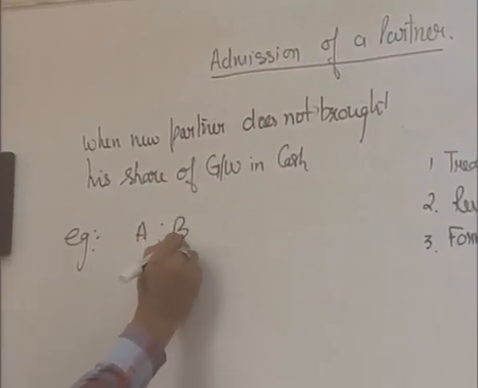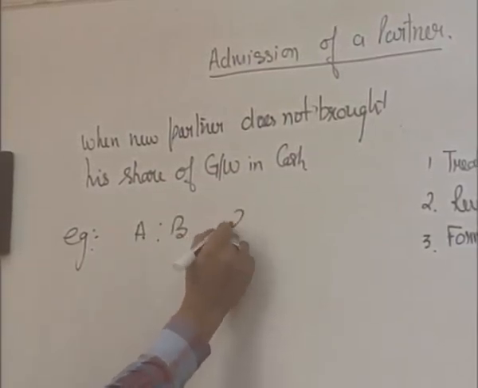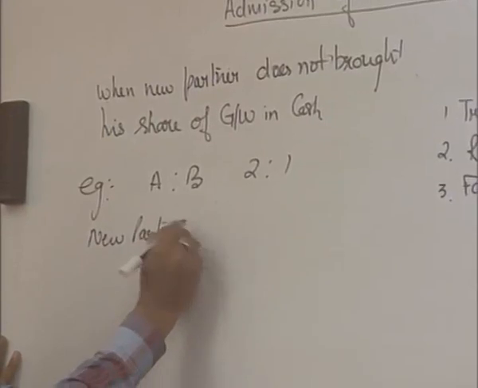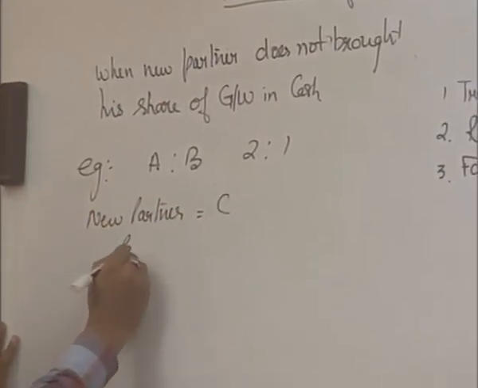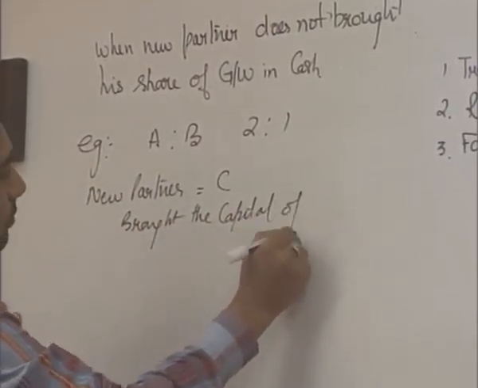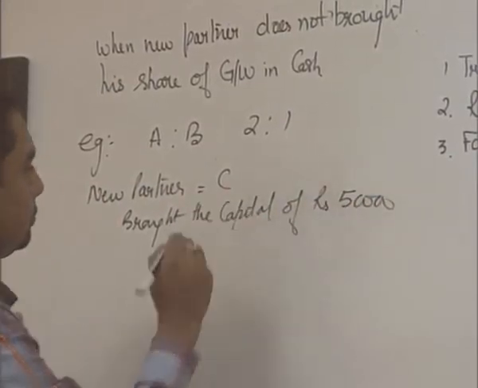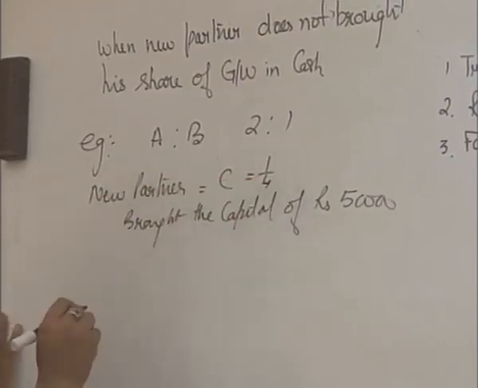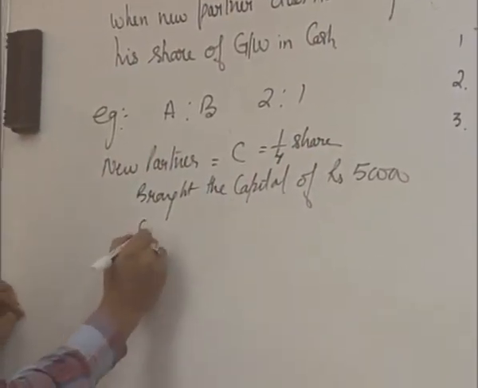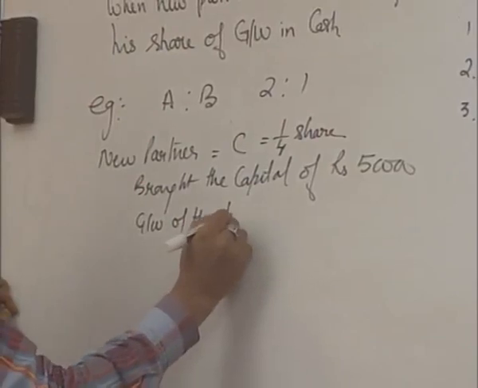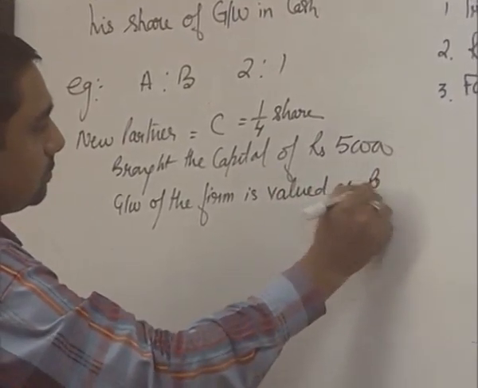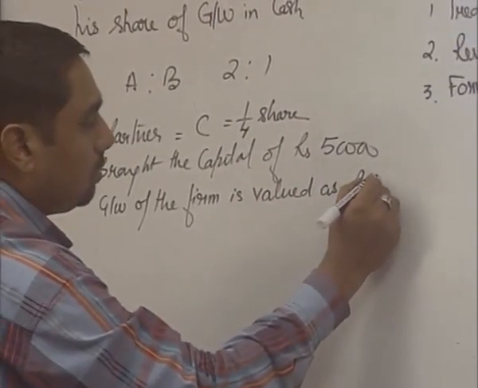Suppose there are two partners A and B, sharing the profit in the ratio 2:1. They admit a new partner named C, who is going to bring capital of rupees 50,000, and C is going to join the business for a 1/4 share. On the admission of C, the goodwill of the firm is valued as rupees 30,000.